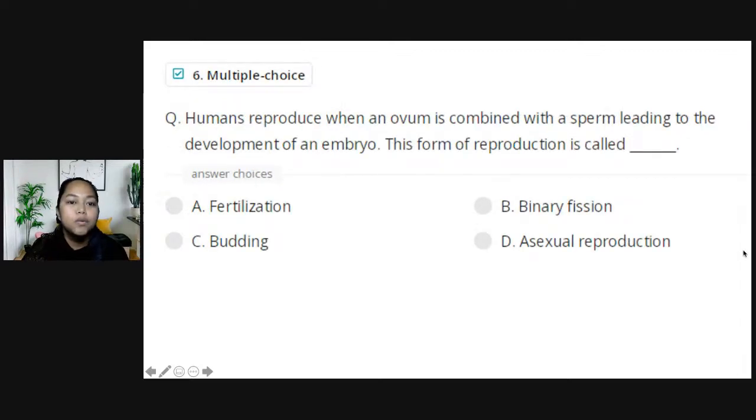Number 6, humans reproduce when an ovum is combined with a sperm, leading to the development of an embryo. This form of reproduction is called, is it letter A, fertilization, letter B, binary fission, letter C, budding, or letter D, asexual reproduction? Okay, what is your choice for number 6? Number 6, ano po yung ating choice for number 6?